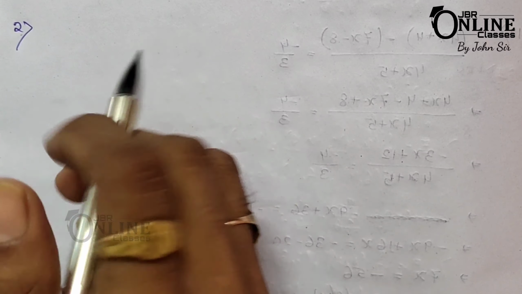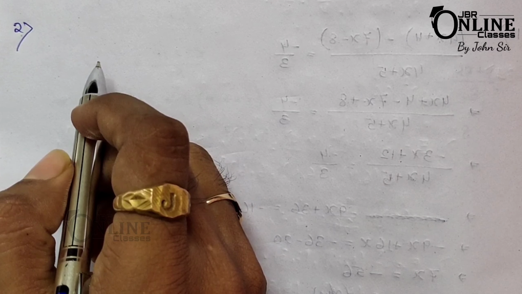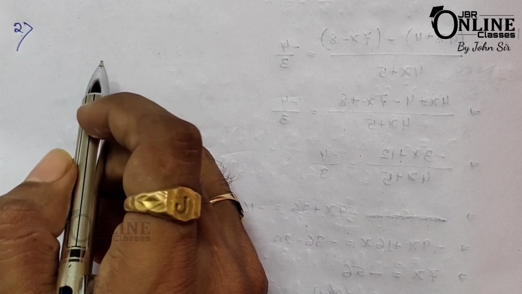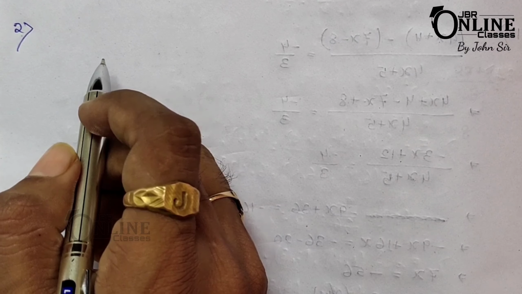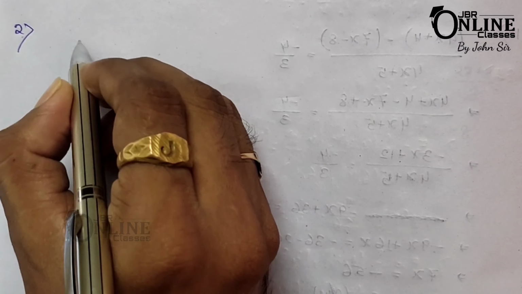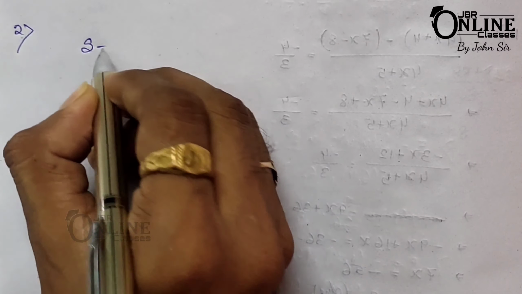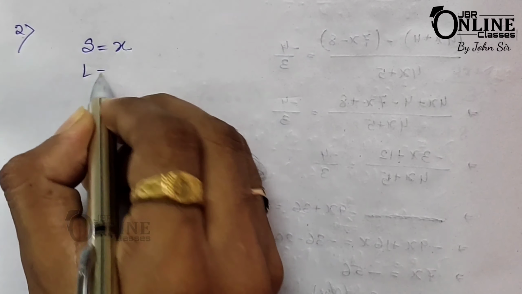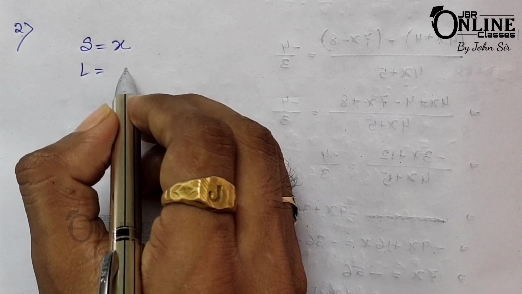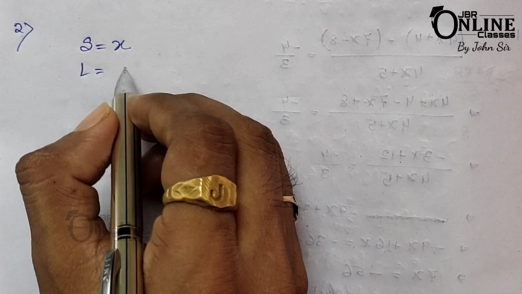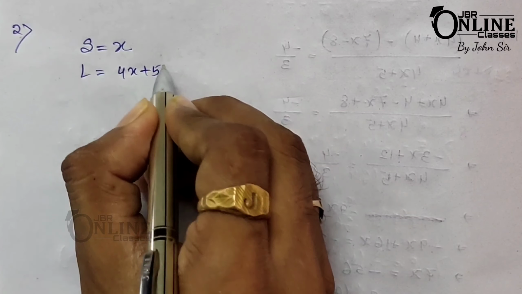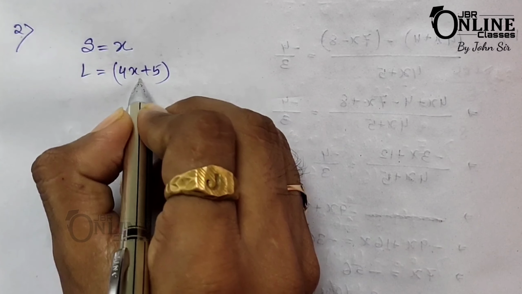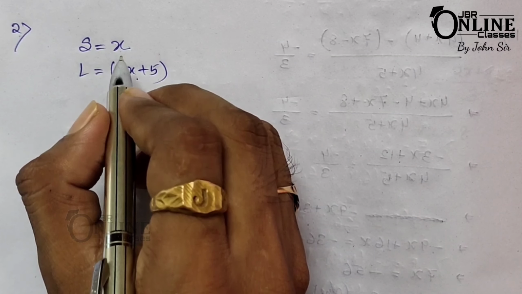Now sum number 2. The sum of 2 numbers is 80, and the larger number exceeds 4 times the smaller by 5. Suppose the smaller number is x, then the larger number will be 4x plus 5. So 4x plus 5 is the larger number and the smaller number is x.